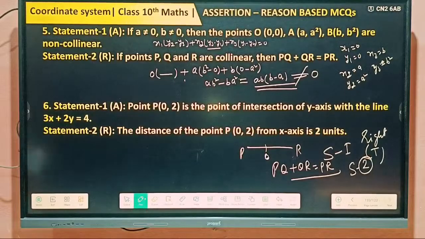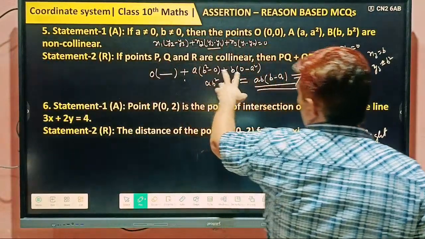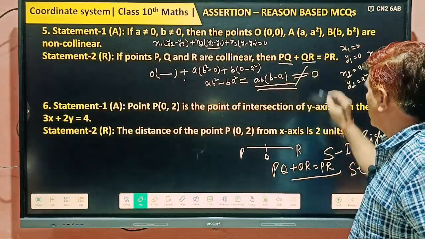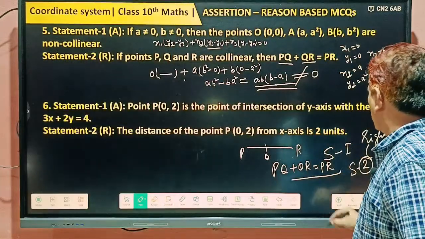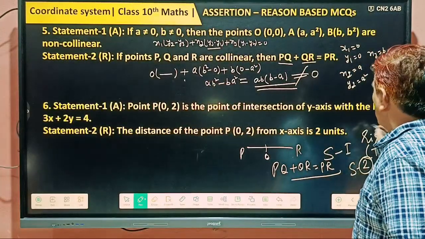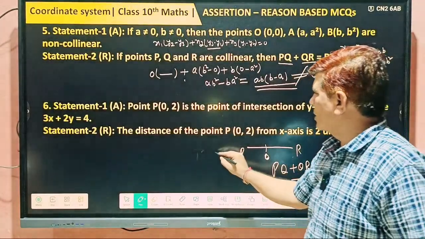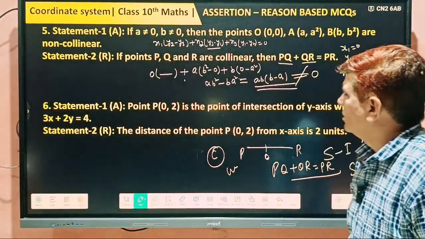If PQ and QR are collinear, then PQ plus QR is equal to PR, definitely. S2 is also right. So according to me, the answer is A, but in your book C is given. What's the problem? I don't know.